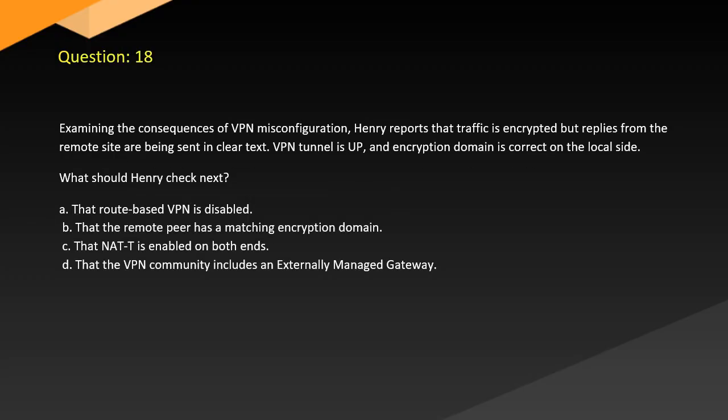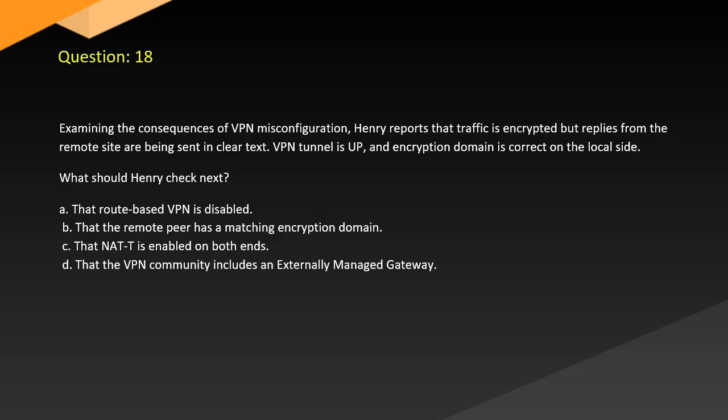Question 18. Examining the consequences of VPN misconfiguration, Henry reports that traffic is encrypted but replies from the remote site are being sent in clear text. VPN tunnel is up, and encryption domain is correct on the local side. What should Henry check next?